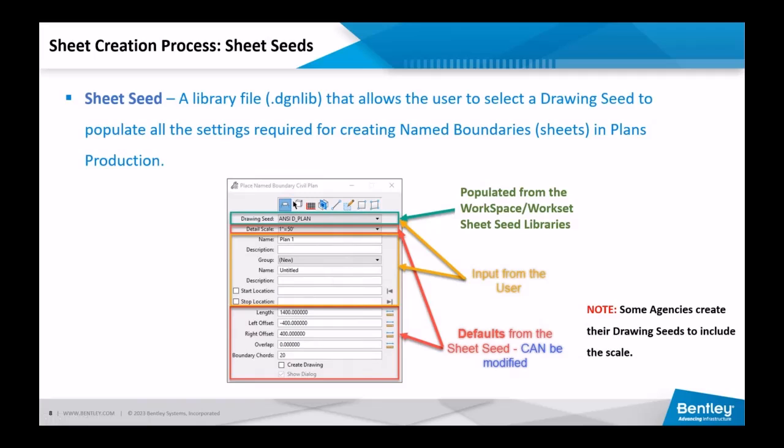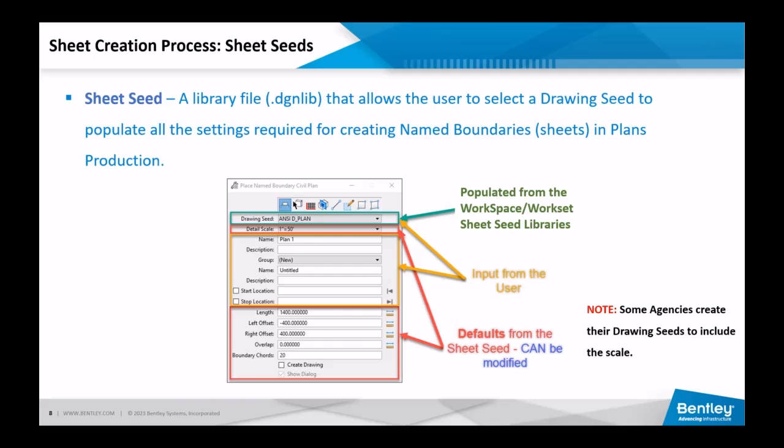Okay. The sheet seed, I kind of skimmed over that as we were talking about creating sheets. But when you go to create sheets, the first thing you'll do on the Place Name Boundary dialog is select a drawing seed. Now this is populated from your workspace or work set and comes from a DGN library. That drawing seed will set a number of defaults.